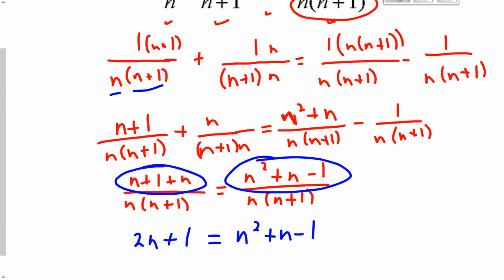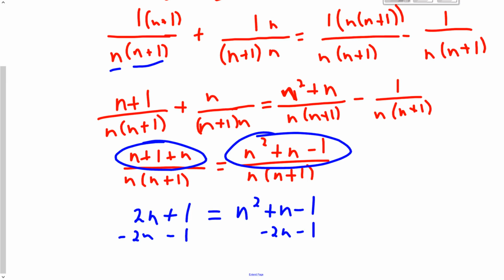n minus 1. Okay, I've got a quadratic, so the only way to solve a quadratic is to set it equal to 0. I'm going to subtract 2n from both sides, and I'm going to subtract 1 from both sides. So I'm left with 0 equals n squared minus n minus 2.